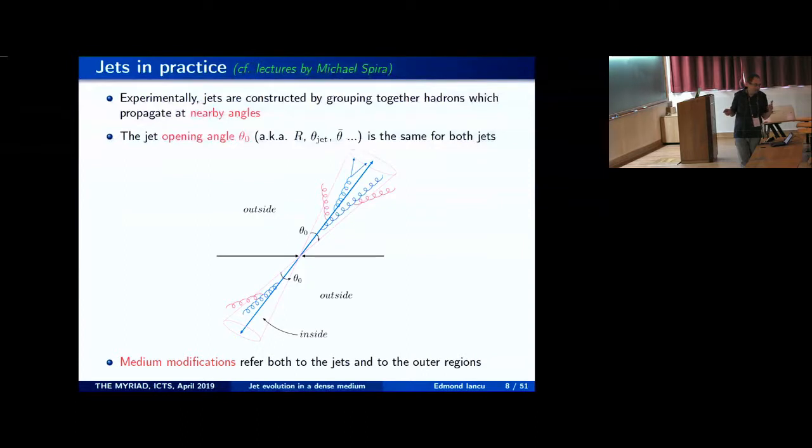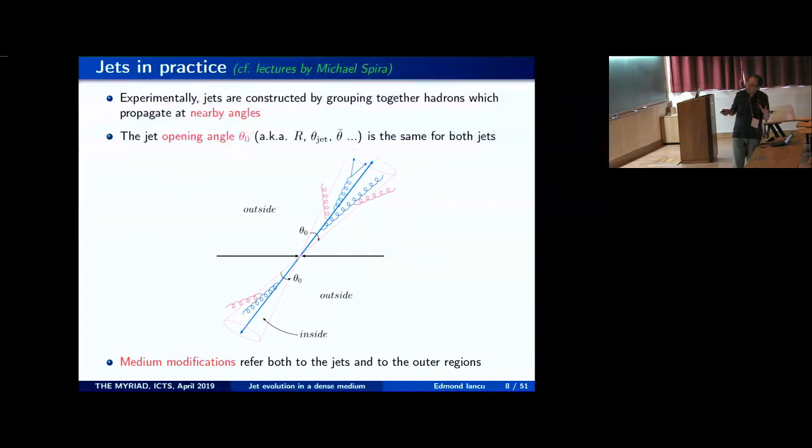But in the experiment, this opening angle is mostly called R, so don't be surprised by that. In my lecture, it will be denoted alternatively θ0, R, θjet, just to make life more confusing, so to be sure that you're careful, you're following my lectures. So I intentionally change notations because the experimentalists do the same. So we have to be on the safe side with them.